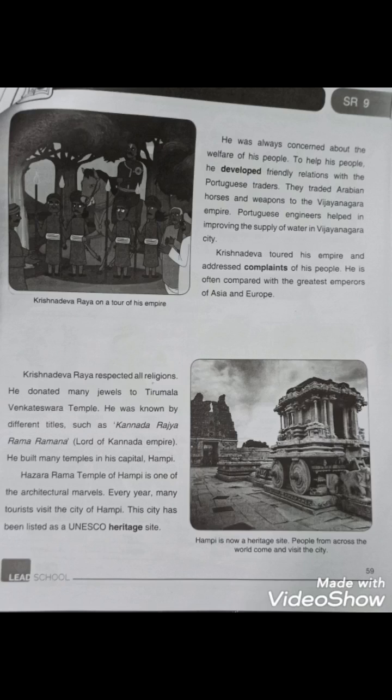Hazara Rama Temple of Hampi is one of the architectural marvels. Every year, many tourists visit the city of Hampi. The city has been listed as a UNESCO heritage site.